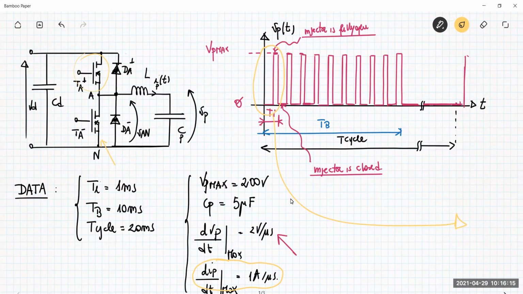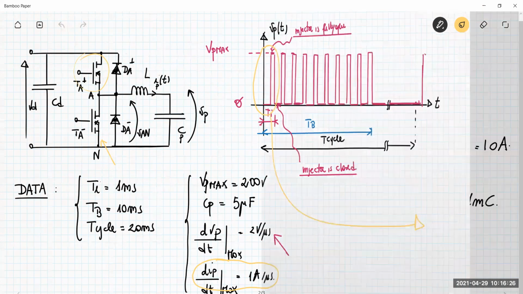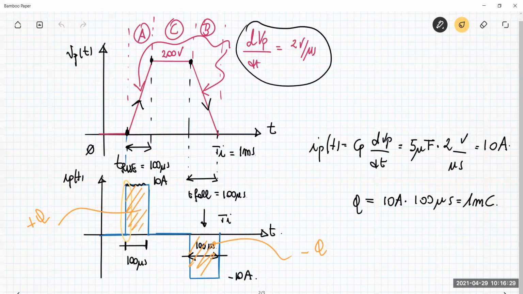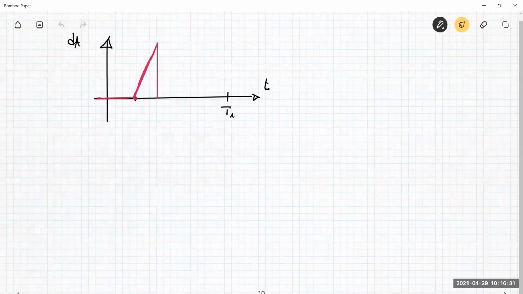Okay. In the boost operating mode, in the phase B, the opposite is also true. We are using TA minus, and TA plus is left open. During the phase C, the holding phase, both transistors are left open. Okay, so basically the duty cycle is only employed during the phase A.